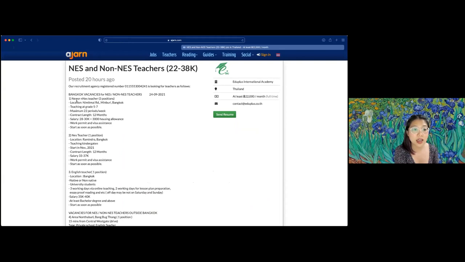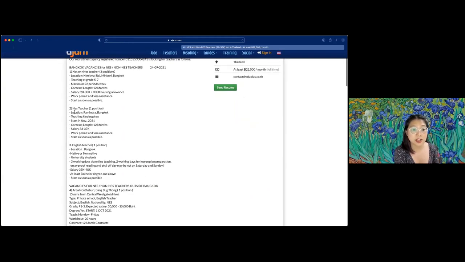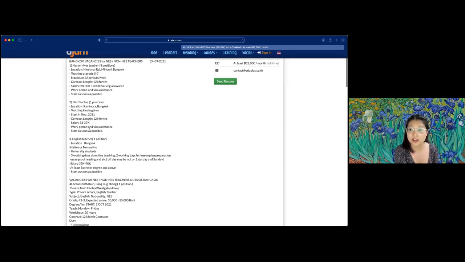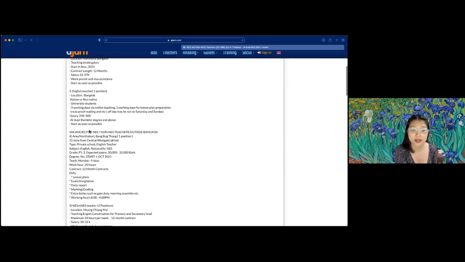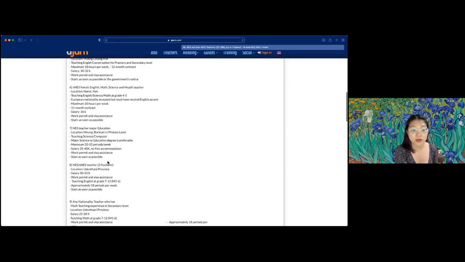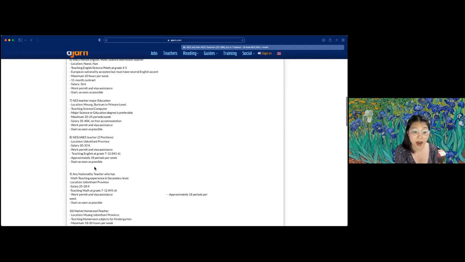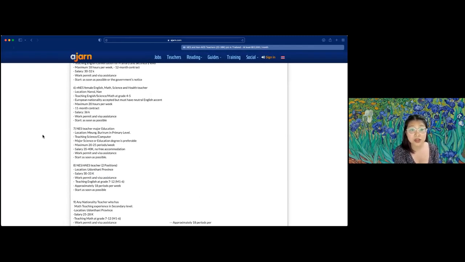So we've got native or non-native speakers. This is the salary, but if you look closely, you see that the native speakers get a higher salary than the non-native speaker teacher for the exact same job that they're advertising. And it's the same for most of the jobs. So they do say native, non-native speaker teachers, same position, and in some locations it's the same salary. But in some of the schools, the pay is completely different.